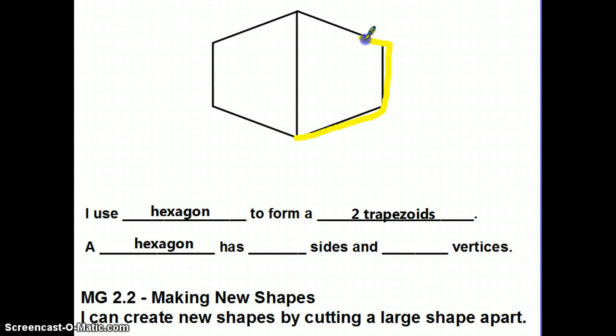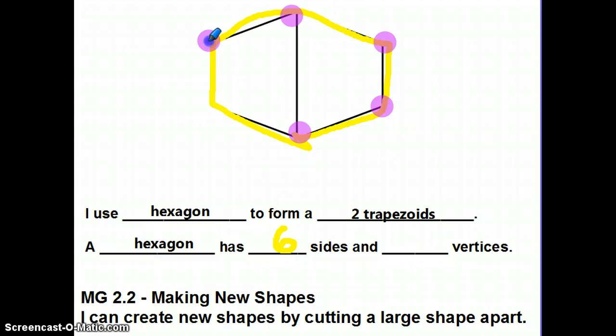1, 2, 3, 4, 5, 6. So a hexagon has 6 sides, and let me count my vertices. 1, 2, 3, 4, 5, 6. So I have 6 vertices. Okay. So tomorrow when we come back to class, we continue reviewing this, and you're going to be able to create your own shape using manipulatives.